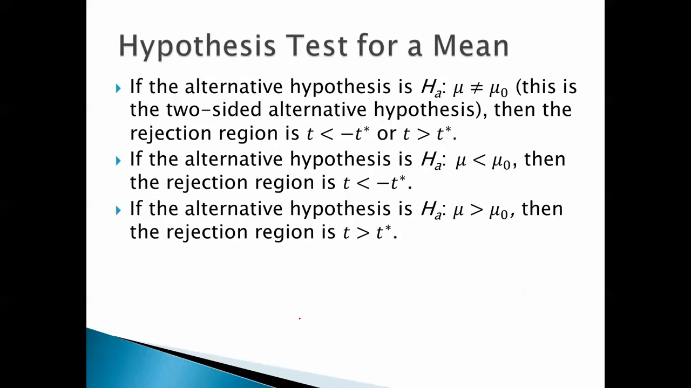Okay, so if the alternative hypothesis is mu does not equal mu 0, that's what we have, then the rejection region is going to be t is less than negative t star, or t is greater than t star. If the alternative hypothesis were mu is less than mu 0, the rejection region would be t is less than negative t star. And if the alternative hypothesis were mu is greater than mu sub 0, then the rejection region would be t is greater than t star. In other words, you'd reject if t is too big.